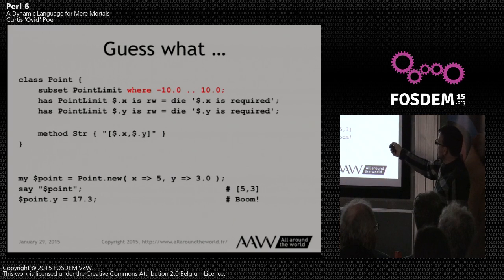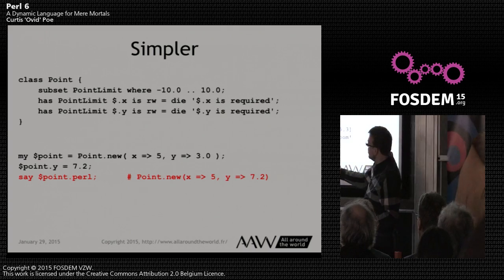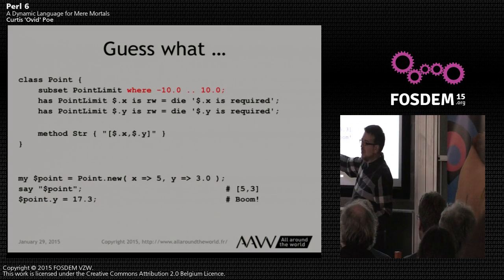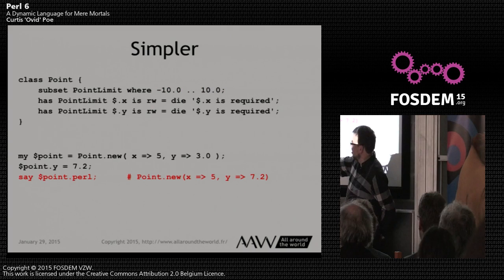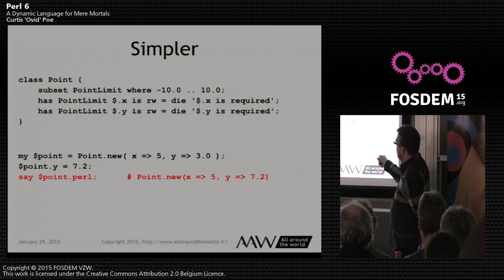So I showed the -10 to 10. Here, I notice up here, I'm getting rid of the string method. I don't like this string overloading. So instead, I'm just going to say point Perl, and I get the serialized version, point new x5, y7.2.